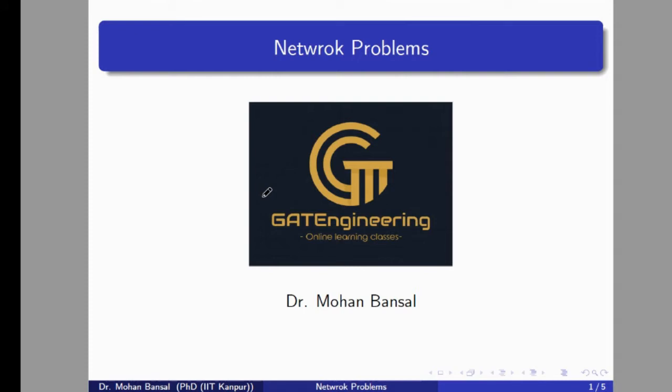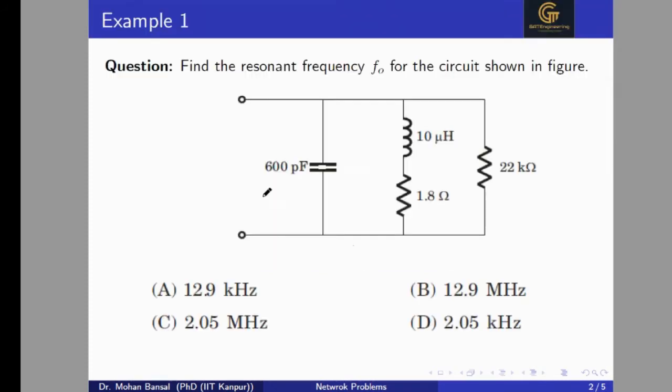In this video, we are going to discuss two problems on finding the resonant frequency for a given circuit. The first problem is very simple and straightforward. In the circuit diagram, we have to compute the resonant frequency for the circuit shown in the figure. First we need to understand what the resonant frequency is and how we can solve the problem. What is the procedure for finding the resonant frequency? That is very important to this approach.